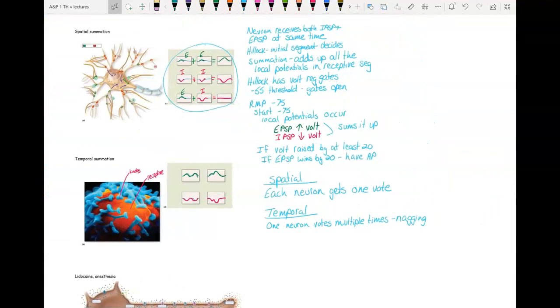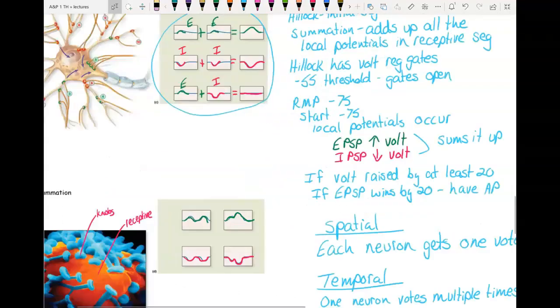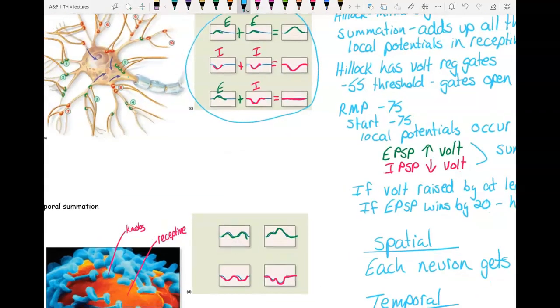Okay, so if you can get the voltage of the receptive segment up to at least negative 55, then your voltage gates here in the hillock will be stimulated to open, and then they have an action potential, and then because here you have more voltage gates, you get that process going, where then the action potential continues through the axon.